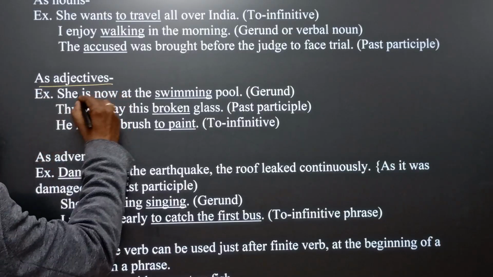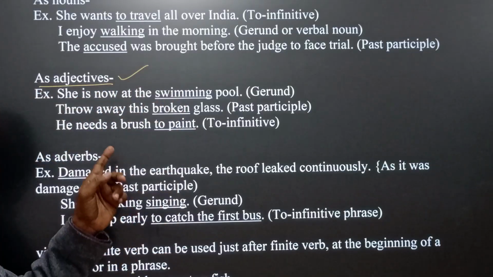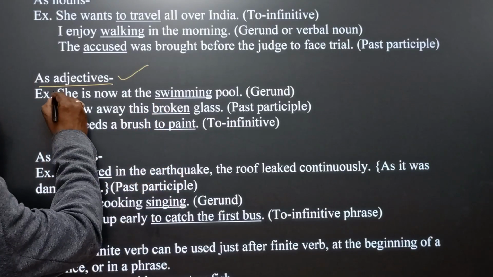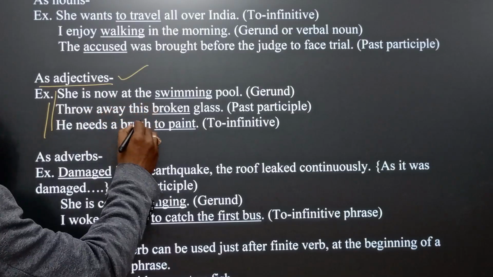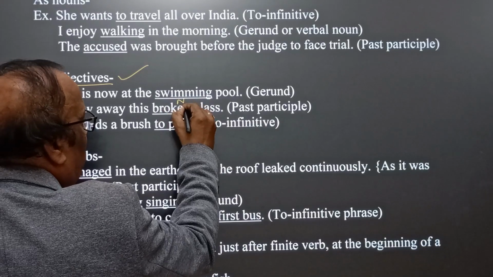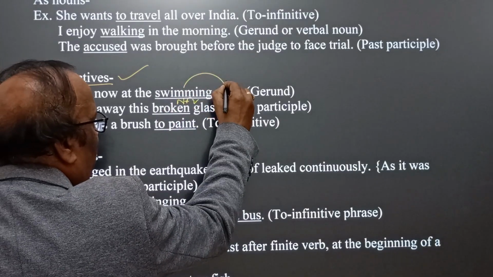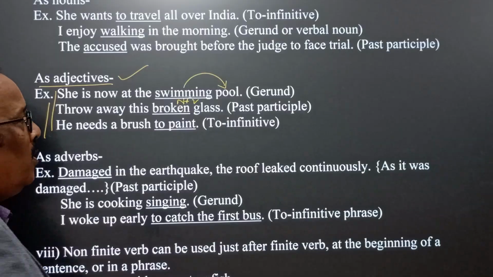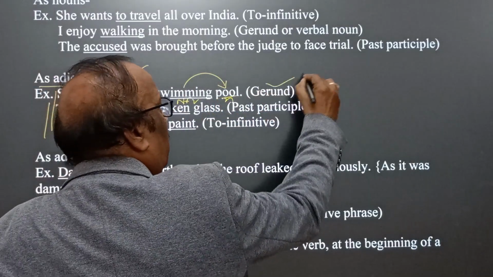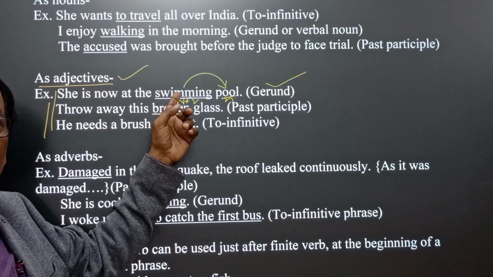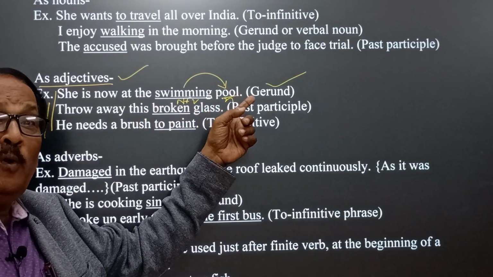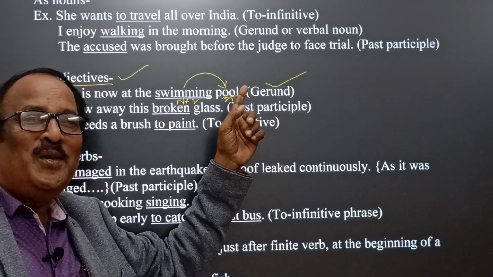as adjectives. Remember, non-finite verbs can be used as adjectives. Let's see how. Here in the example, she is now at the swimming pool. Yes, swimming is here a non-finite verb and it qualifies pool. Pool is the noun, and that's why swimming pool, and here gerund has been used as an adjective. Yes, swimming pool, the pool which is used for swimming.